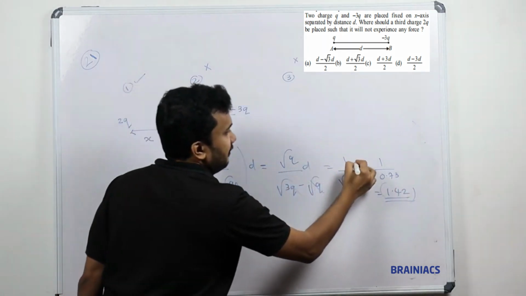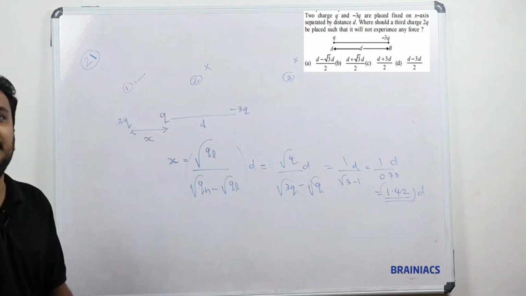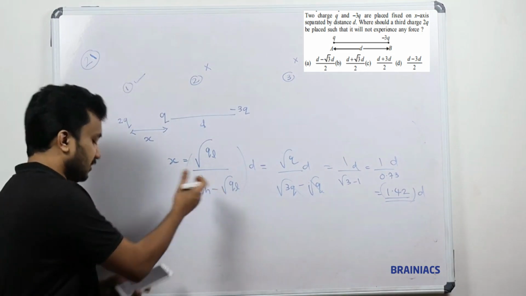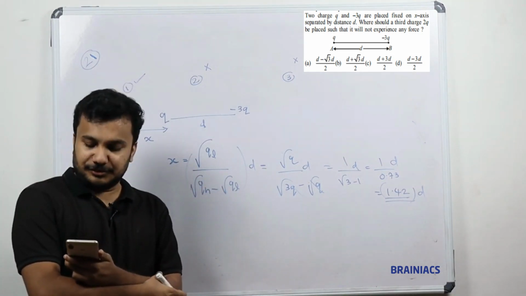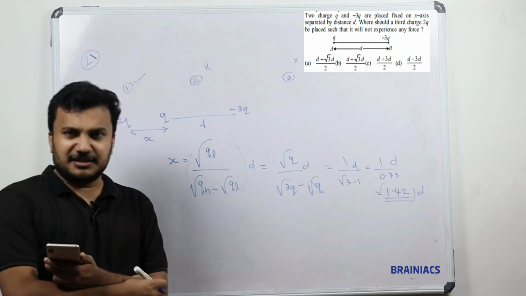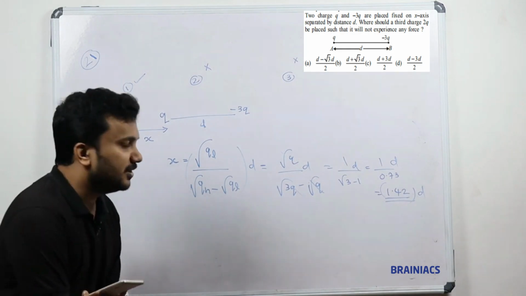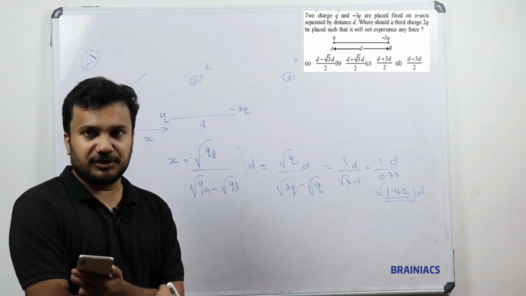D will be here. 1.42 times D is the right answer for this question with the shortcut method. But if you look into the options, they are given in terms of other factors. Doesn't matter, we can solve the four options and see which one matches. First, option A: D minus root 3.